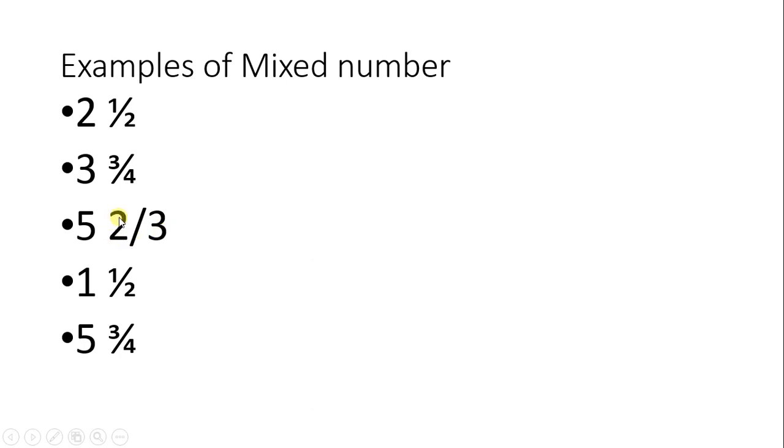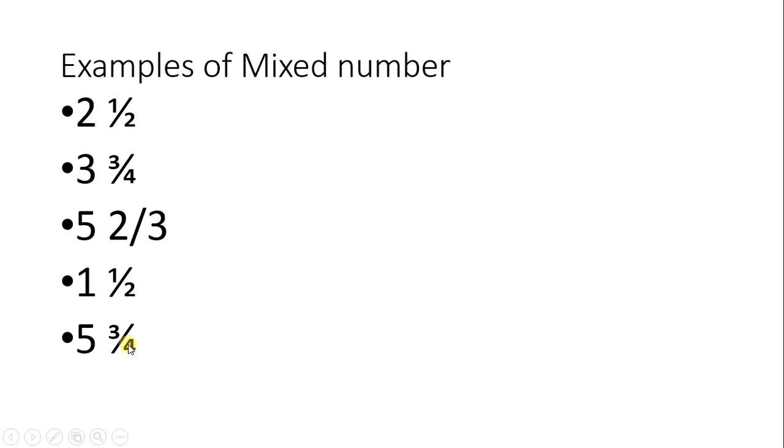where 2 is the numerator and 3 is the denominator. In the fourth example, 1 as a whole and 1 by 2, it's a proper fraction again. In the last example, we can see 5 as a whole number and 3 by 4, where 3 is the numerator and 4 is the denominator.